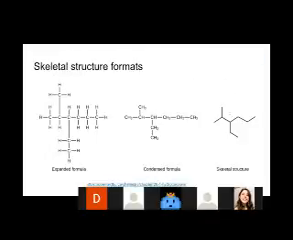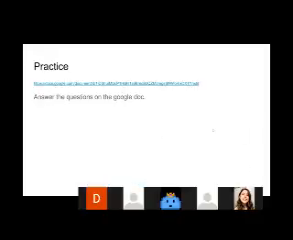And the last page here, wait, just give me a moment. Is a skeletal format. And super quick, this one I want to say that each end piece and each corner piece is a carbon, and each carbon has to have 4 bonds. I'll go over this again. And here, do this practice sheet.